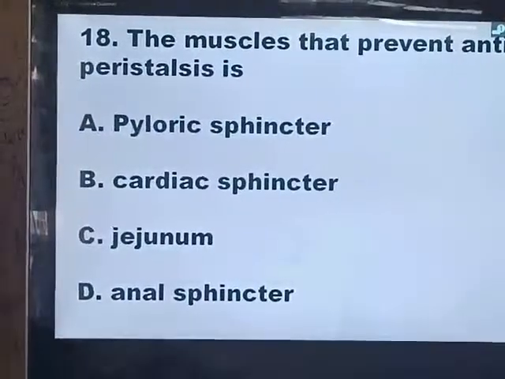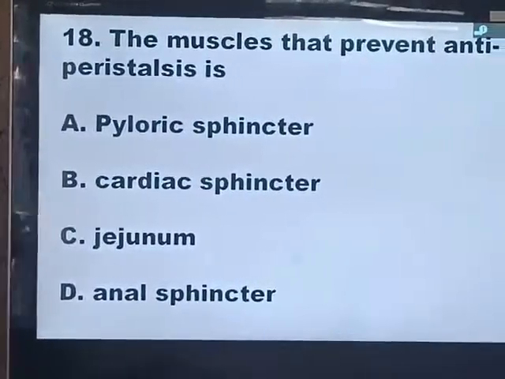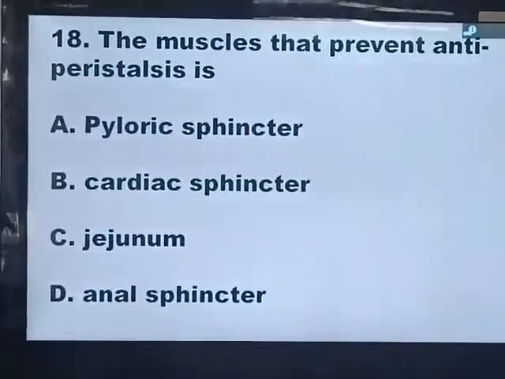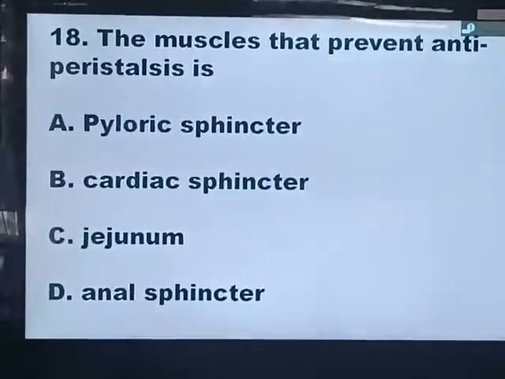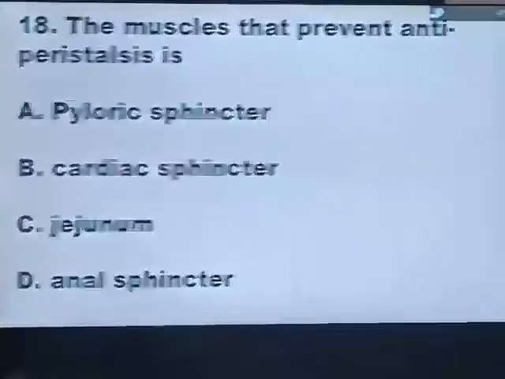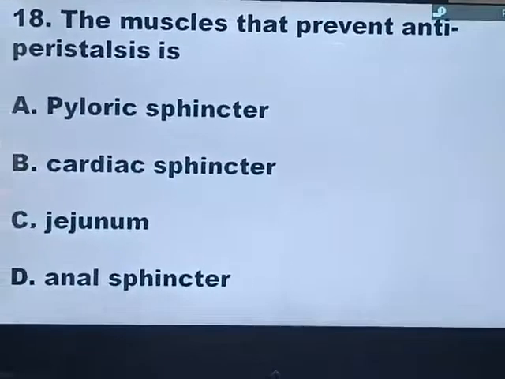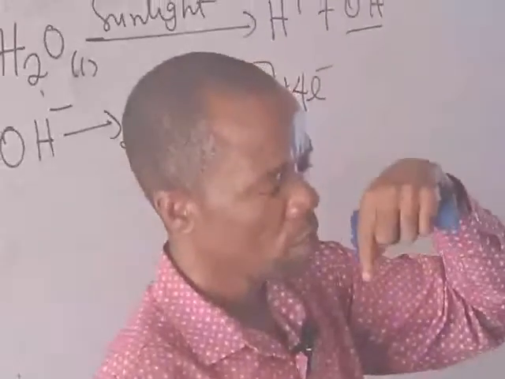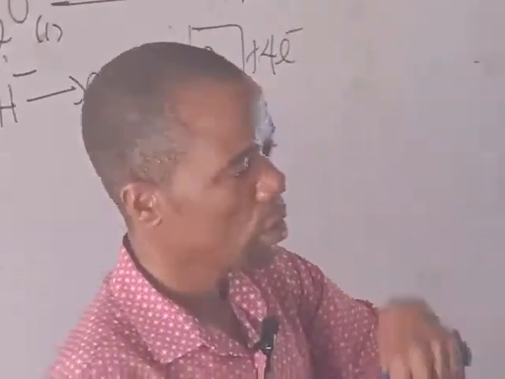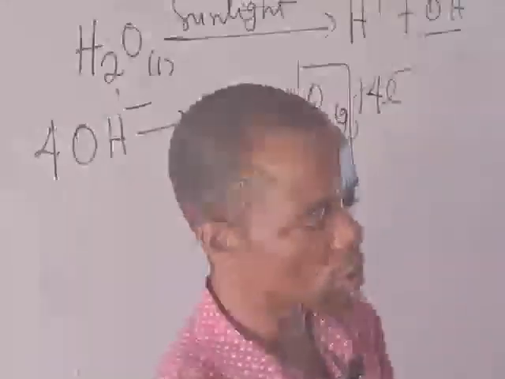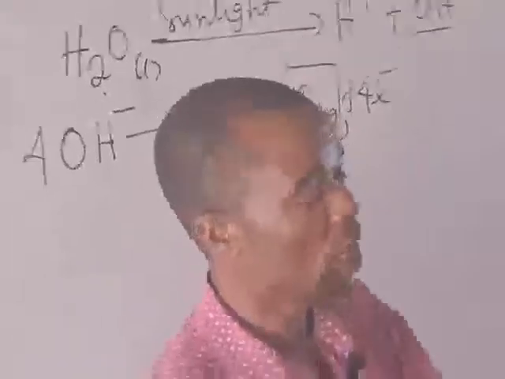Before we go to the options, what is peristalsis? If you understand what peristalsis is, then we'll be able to know what antiperistalsis is. Now, peristalsis is the involuntary movement of food down the throat. Food is supposed to go down the throat into the esophagus, from the esophagus into the stomach, from the stomach into the small intestine, duodenum, and so forth.